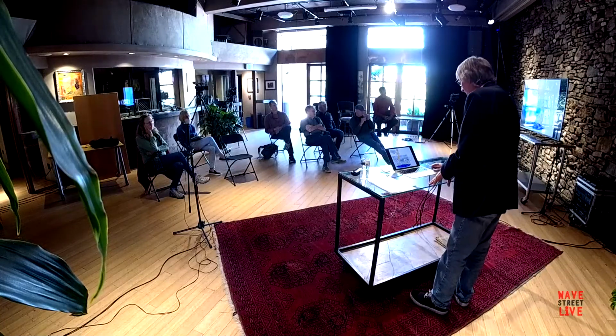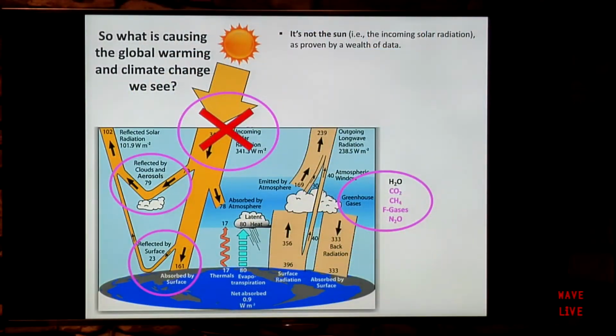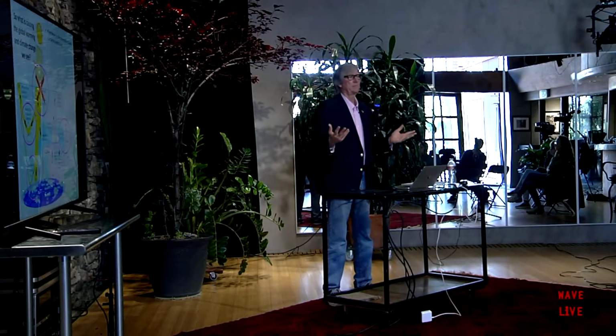Well, it's not the sun. And that's proven by a wealth of data. We've been measuring sunspots, which are highly correlated with the output of the sun, since 1600. We've been measuring solar output from space, from satellites, since the 1980s, as I mentioned. And there's many other ways of looking at this. The fact of the matter is the sun can affect the climate.